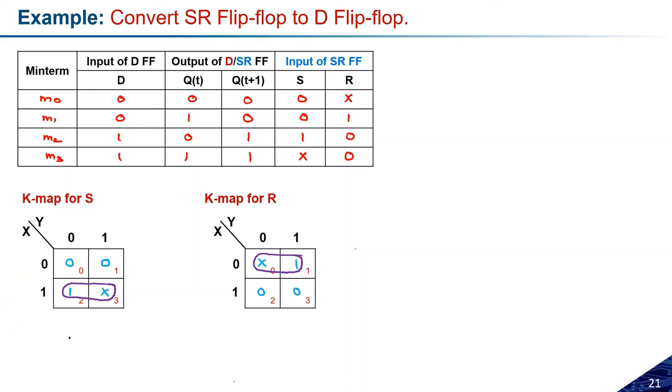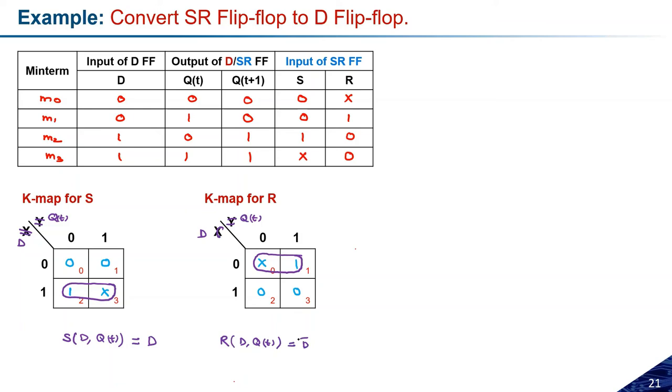So if you try to get the function, the S, which is the function of D and the Qt. This is D and this is Qt. Similarly, this is D and this is Qt. S is a function of D and the Qt, and this is nothing but D. Similarly, R, which is the function of D and the Qt that we are getting, is nothing but D complement.